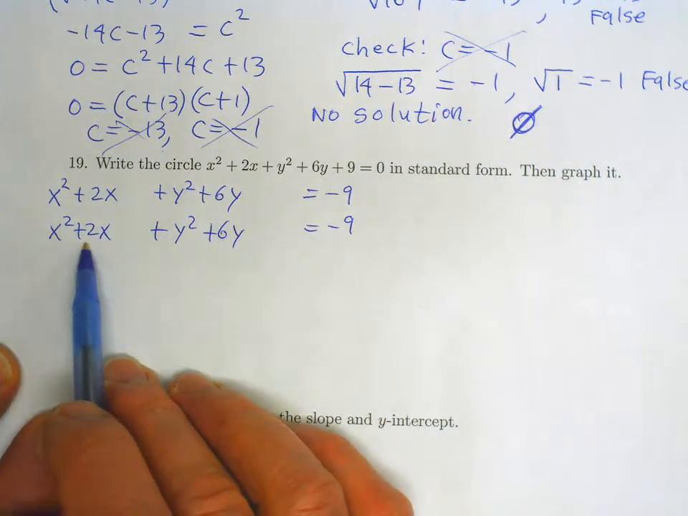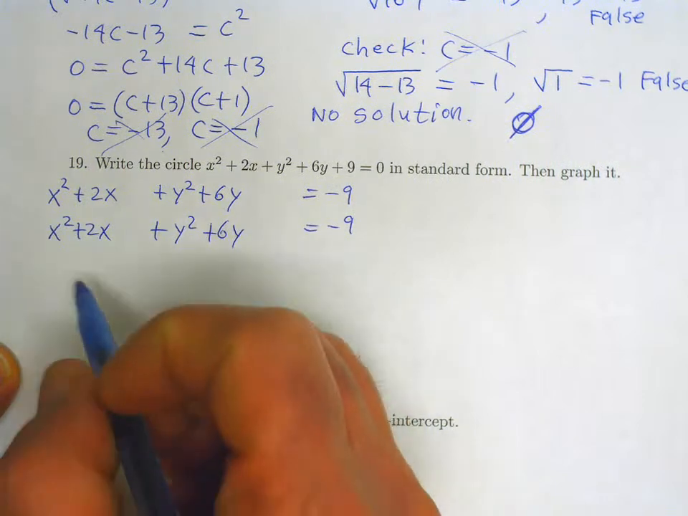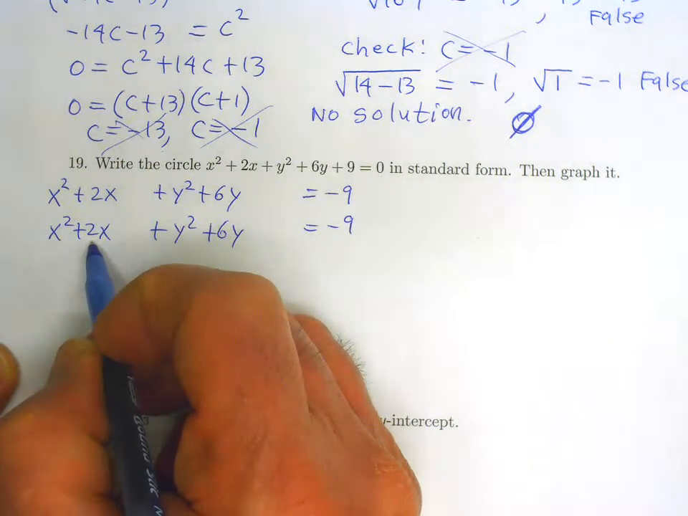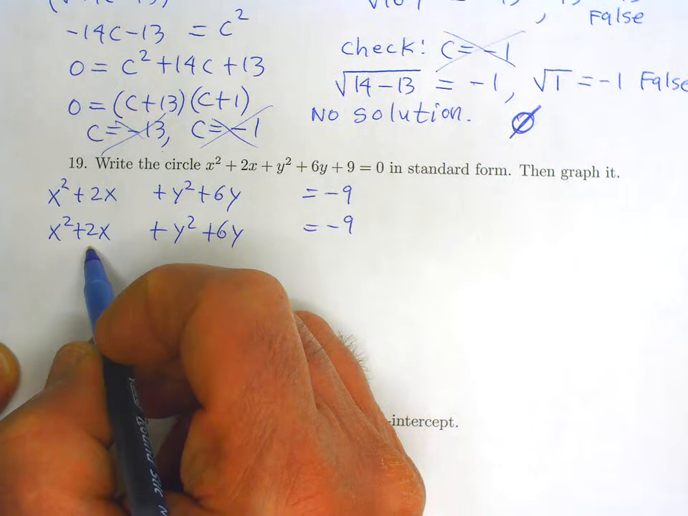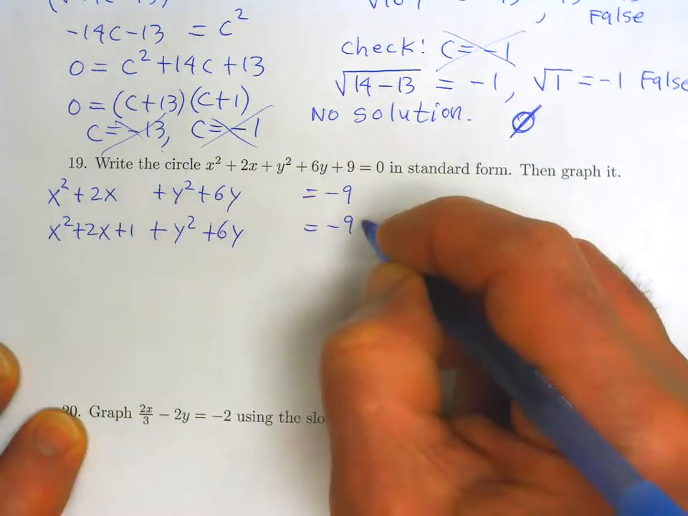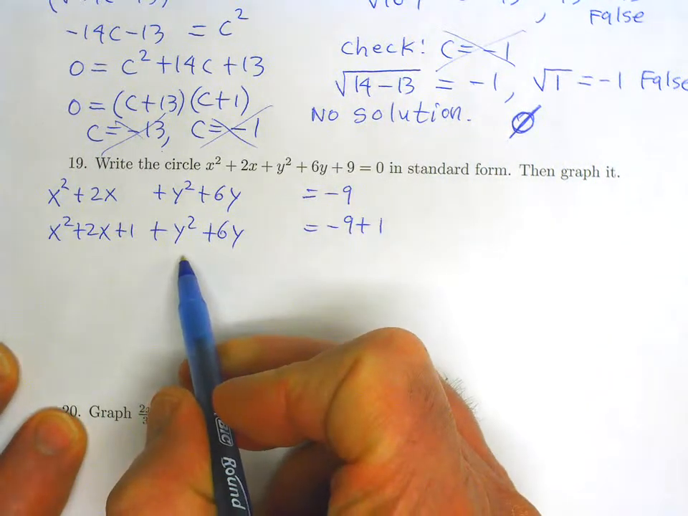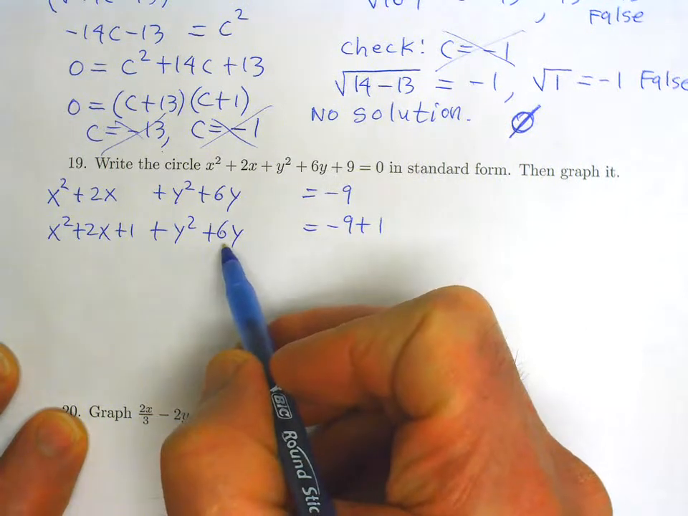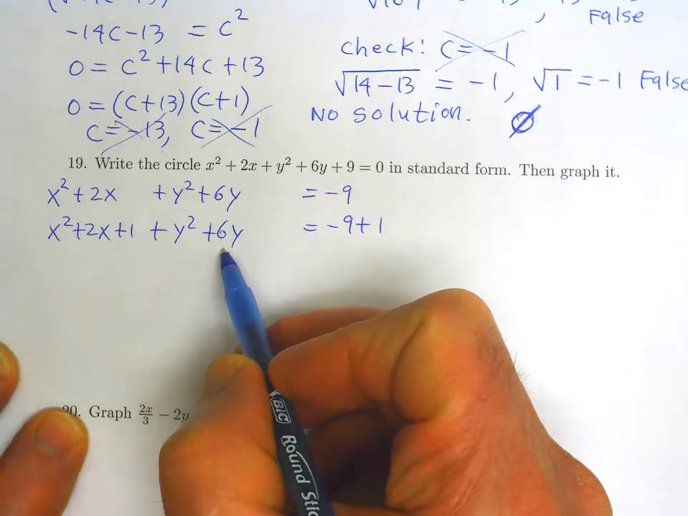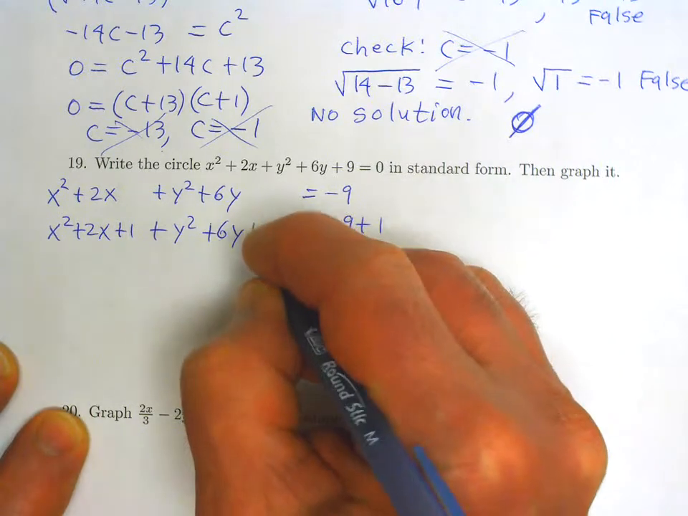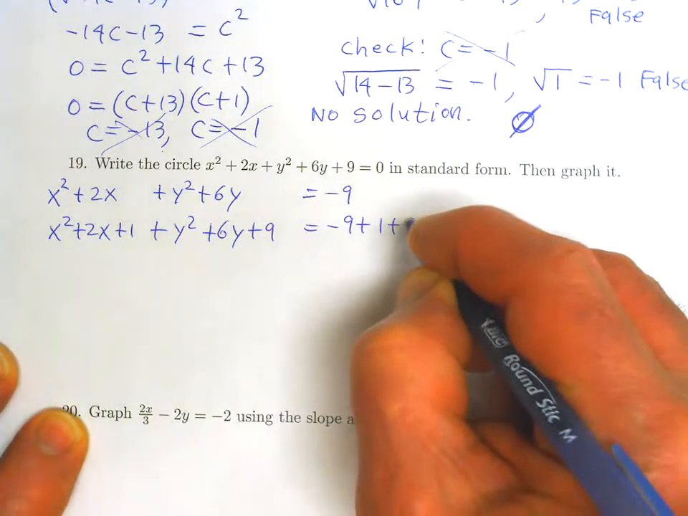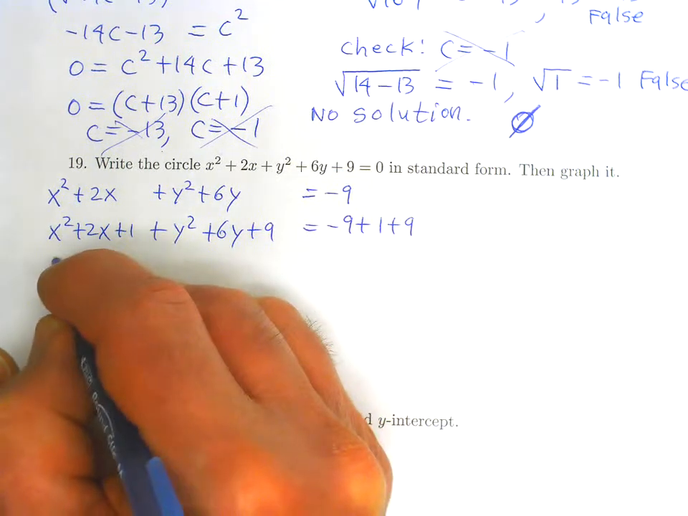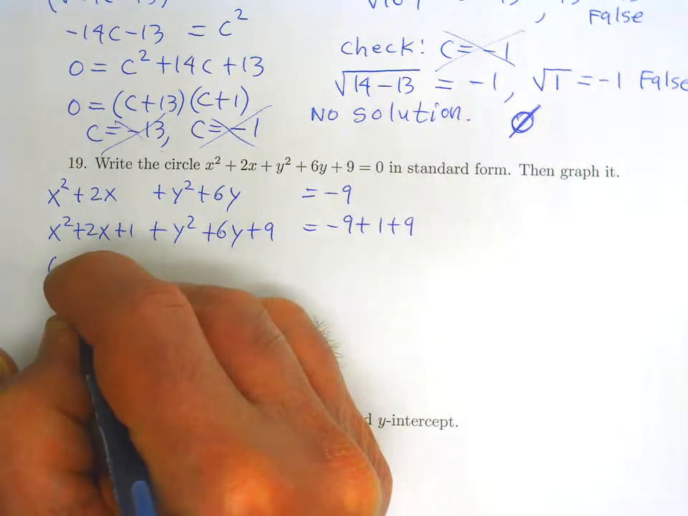So for x squared plus 2x, we take 1/2 of 2 and square it. So 1/2 of 2 is 1, 1 squared is 1, so we add 1 to both sides. For y squared plus 6y, we take 1/2 of 6, which is 3, and square that number. 3 squared is 9, so we add 9 to both sides. And then in the next step, we write the standard equation.